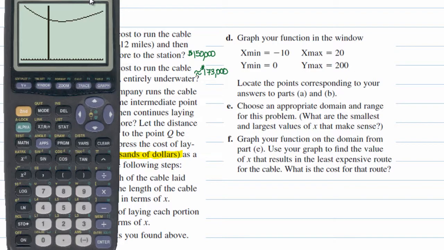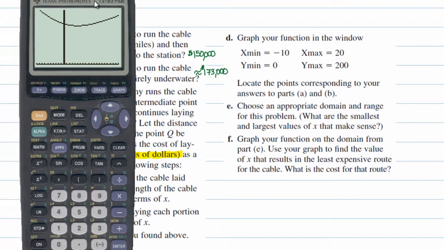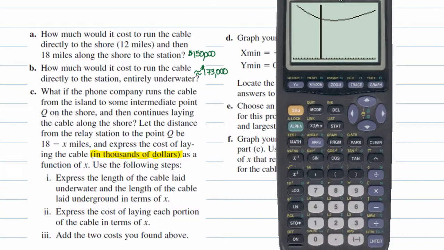locate points corresponding to answers A and B. Well, you could do that just by typing in 150 and 173. If you want to do that, you hit trace, type in 150, hit enter. Oh, well, interesting. I wonder why that's not valid. And the reason is because I'm plugging in for X. And when you're plugging in for X, remember the dollars, the amount of the cost, is the output. What we're plugging in here is how far away from the direct shoreline did we start the cable.